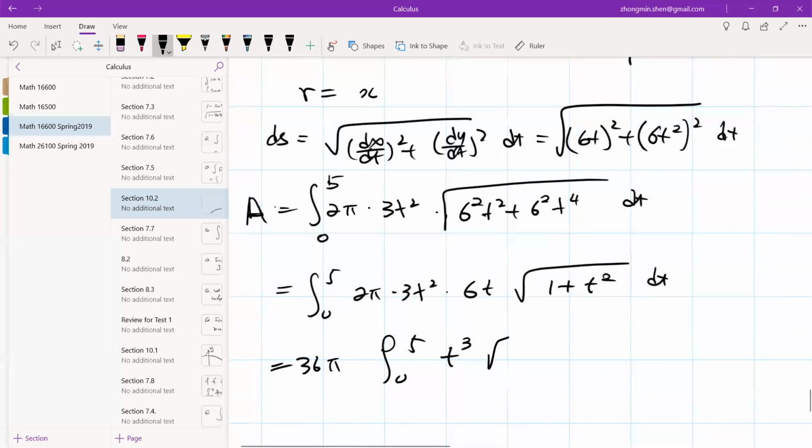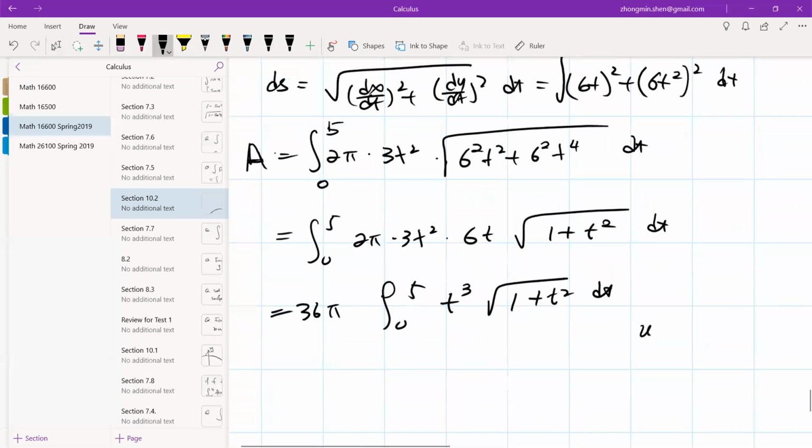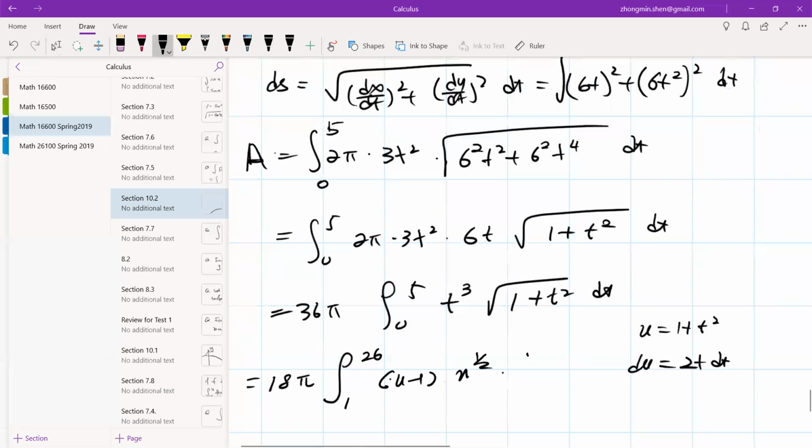How do we evaluate this integral? Substitution, right? So let u equal 1 plus t squared. Then du equals 2t dt. I need 18 here. When t equals 0, I get 1. When t equals 5, it equals 26. And what is t squared? t squared is going to be u minus 1, and u to the 1/2, and du.